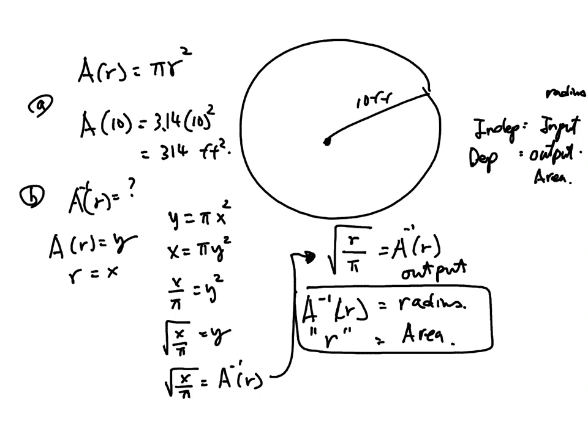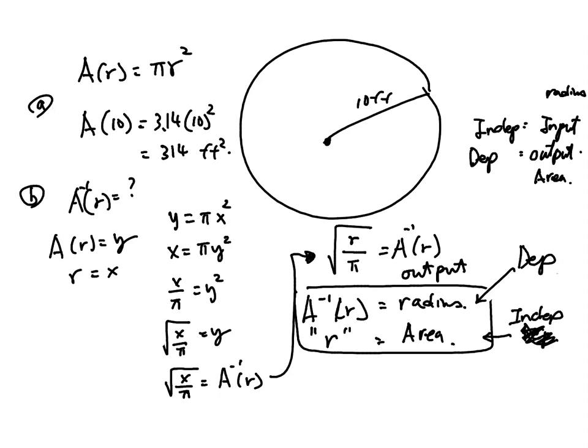So the independent is going to be the radius. The dependent, sorry, I had it backwards. This is actually the dependent. This is the independent when it comes to the inverse function. It's a little weird, just a little bit.